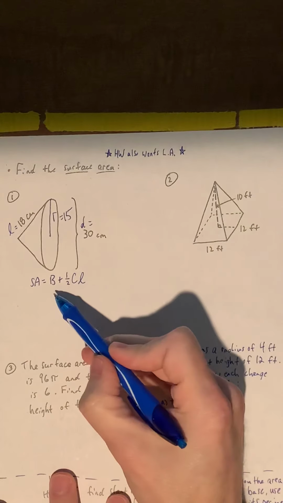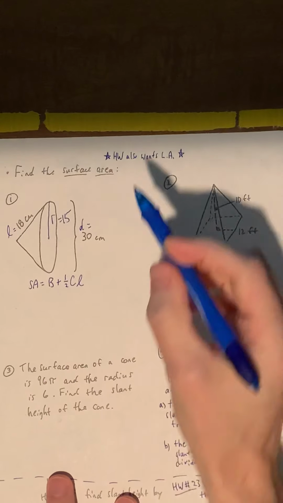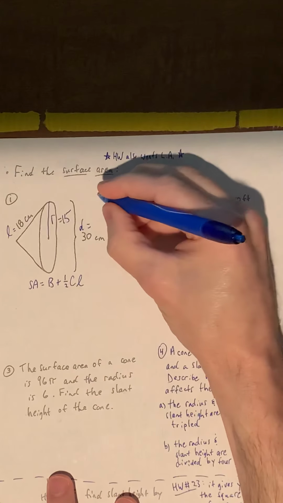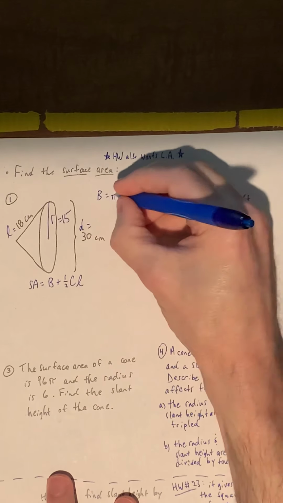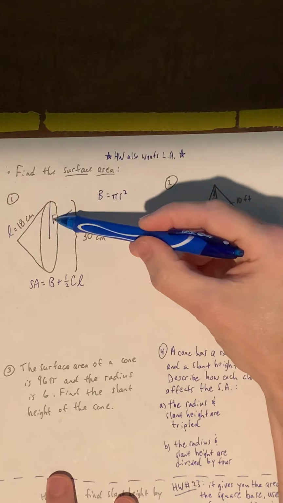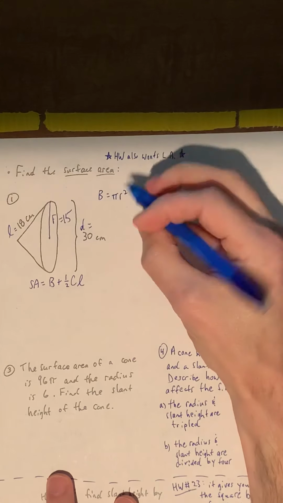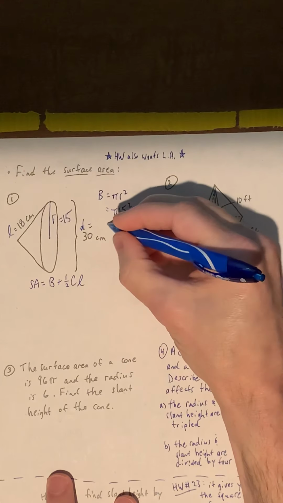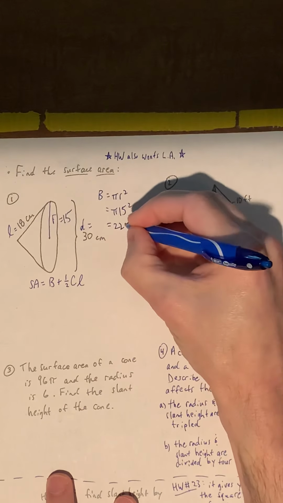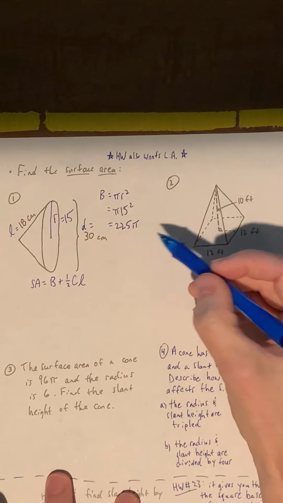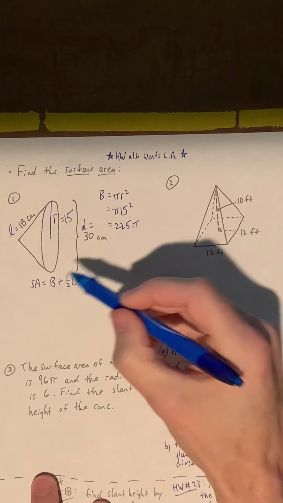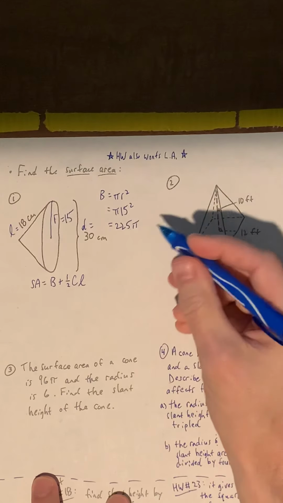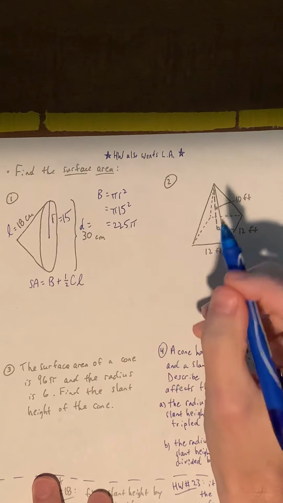All right, on the side, we're going to have to get capital B. Capital B is the area of the base, the circle. So that is pi r squared for a circle. So we square the radius 15 and multiply that by pi. 15 squared is 225. All right, so capital B is 225 pi. We'll keep it in terms of pi for now until we see what we have.